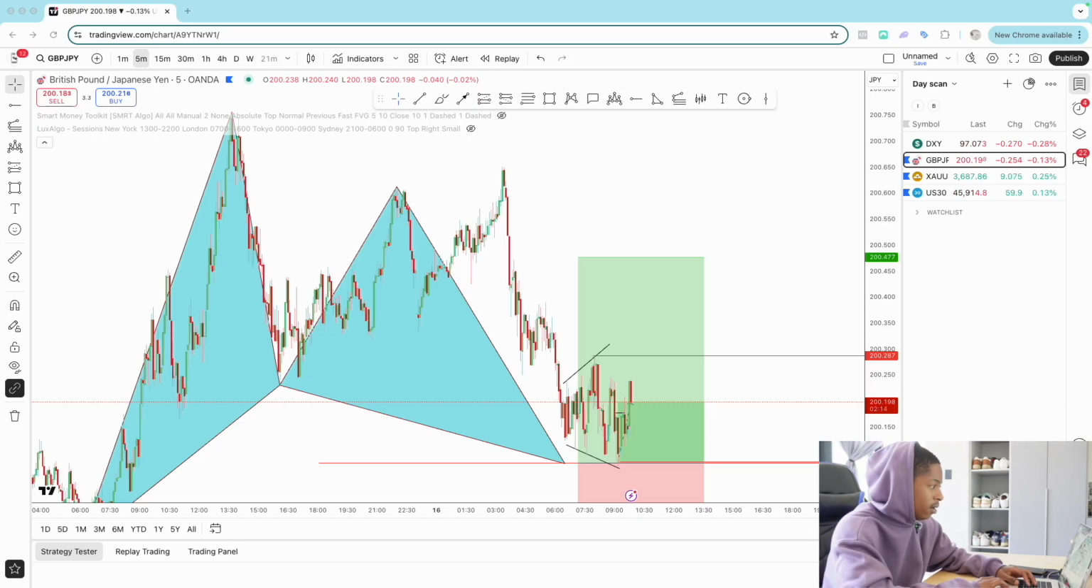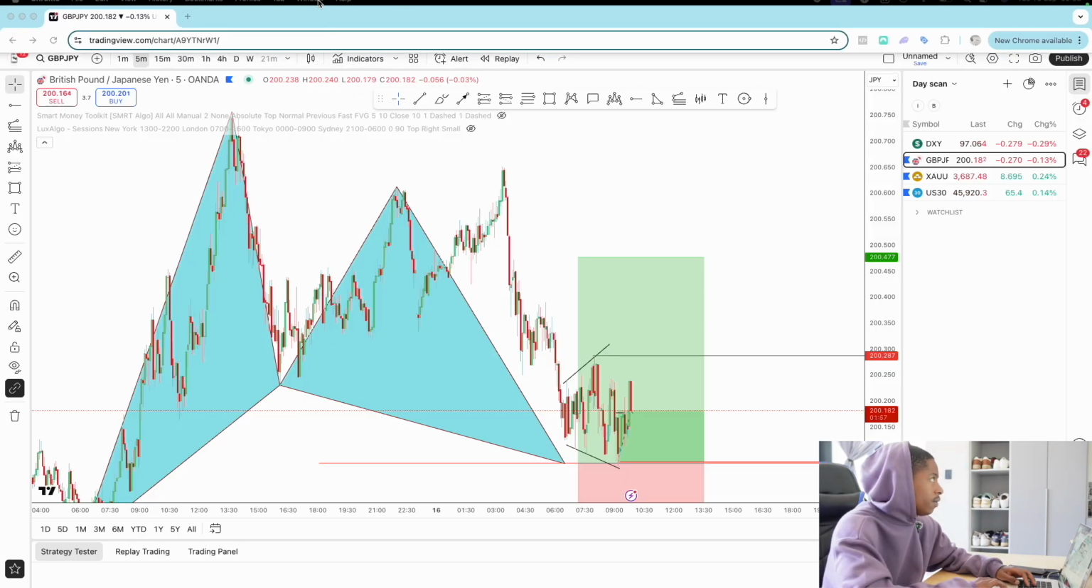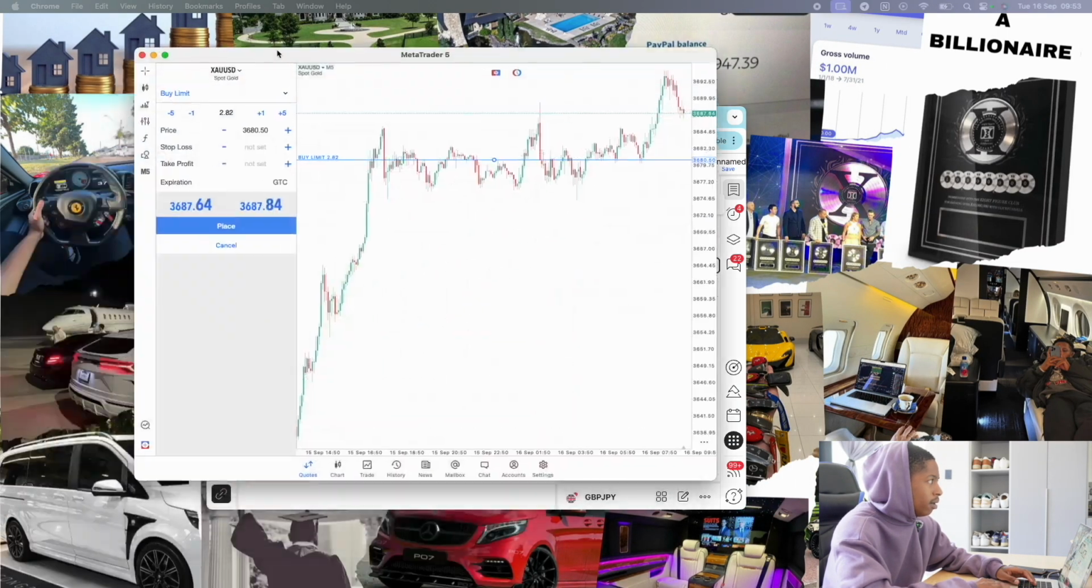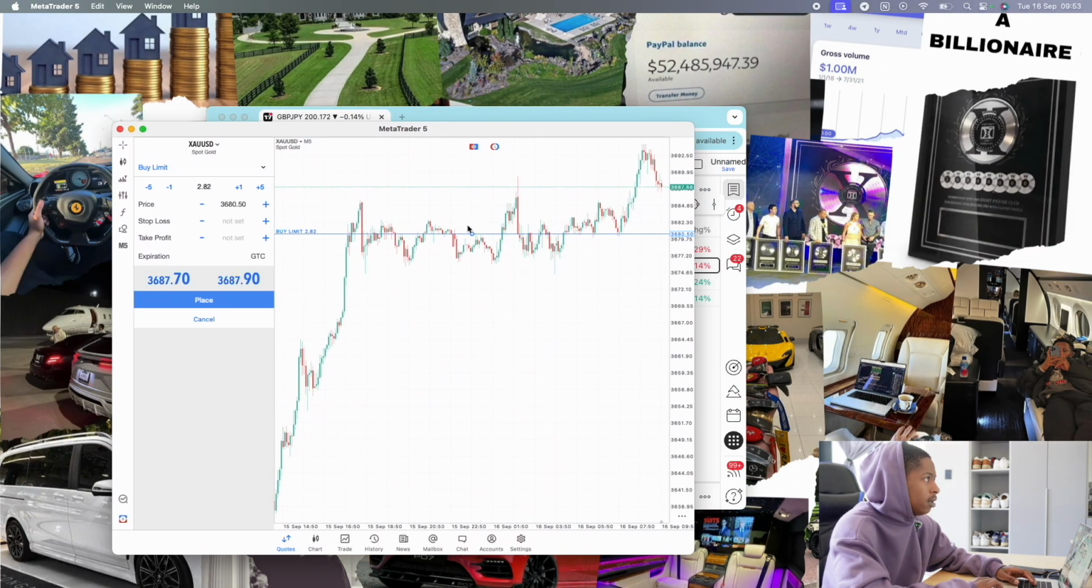So now I'm going to come here on my MetaTrader, and I'm going to risk that by a limit. Just for now, I don't think I'm going to do this a lot, but for you to just see how I put it.